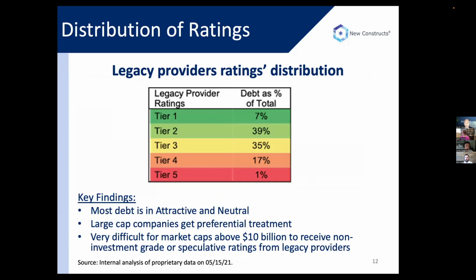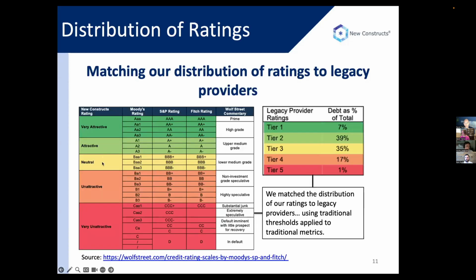What's interesting is that you would see the majority, 40% of all the debt in the universe out there is attractive, and then 35% is neutral. So the vast majority is attractive or neutral. And what that really tells you is that the vast majority of companies are getting what we would call attractive or neutral, but what would be typically called upper medium grade or lower medium grade. That is the vast majority of ratings that the traditional providers are giving out.